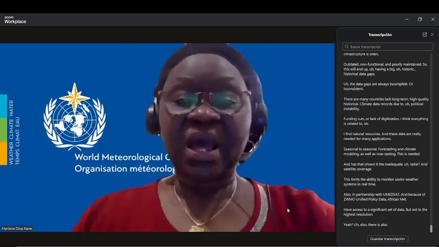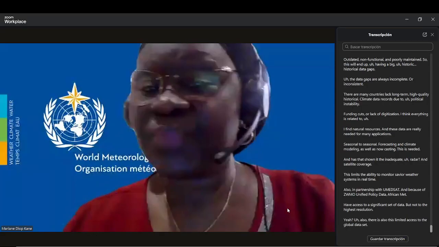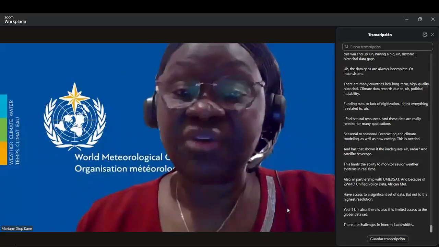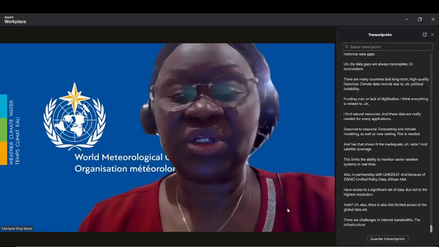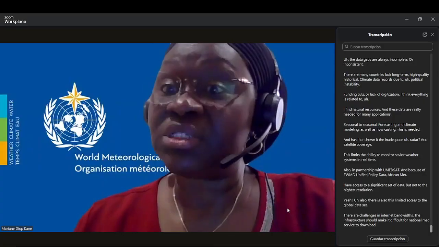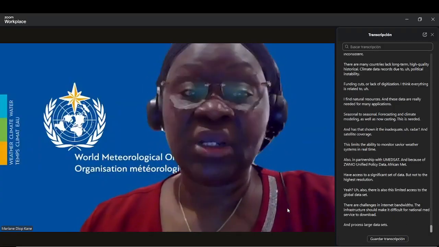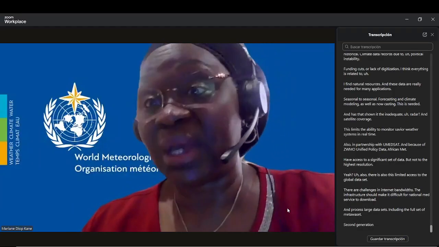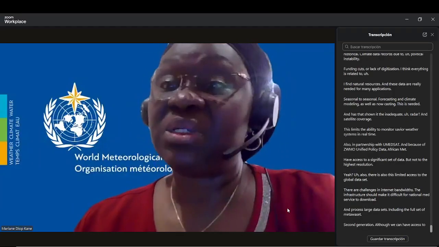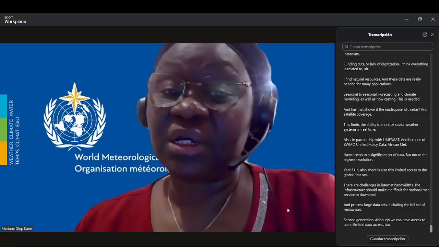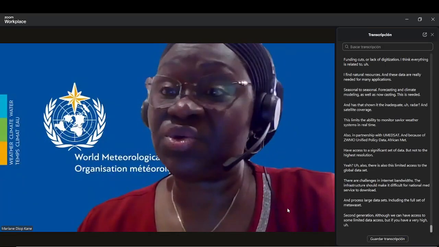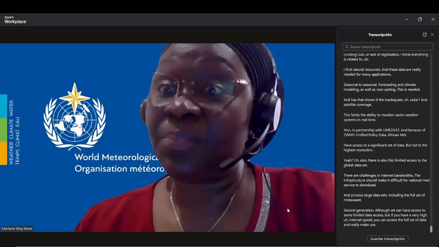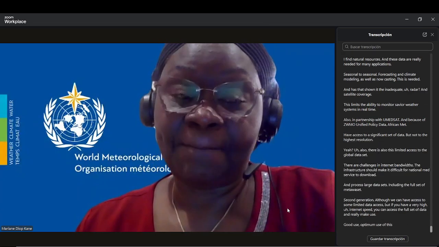There is also this limited access to the global data set. There are challenges in internet bandwidths and infrastructure that make it difficult for National Met Services to download and process large data sets, including the full set of Meteosat Second Generation. Although they can have access to some limited data, if you have a very high internet speed, you can access the full set of data and really make optimum use of this satellite data.